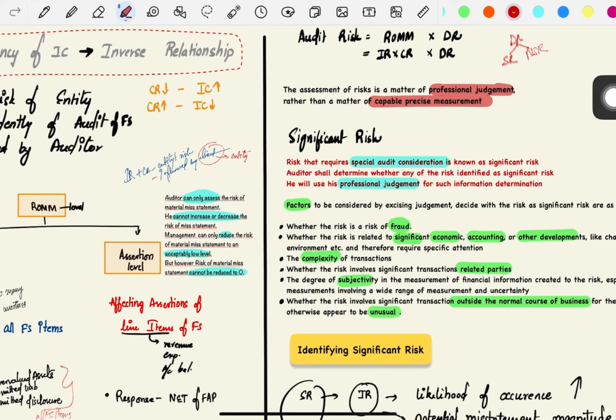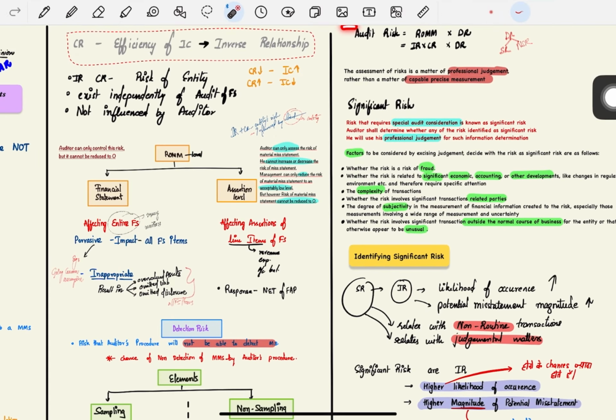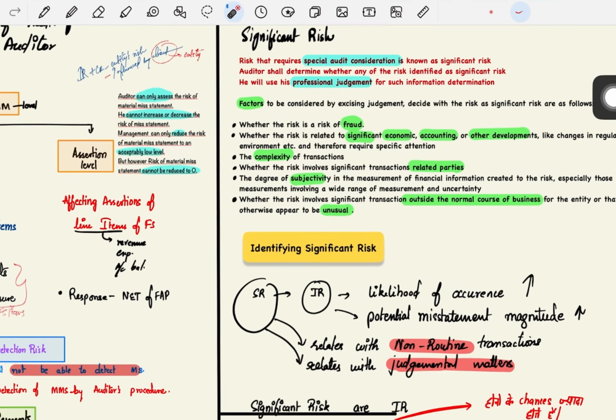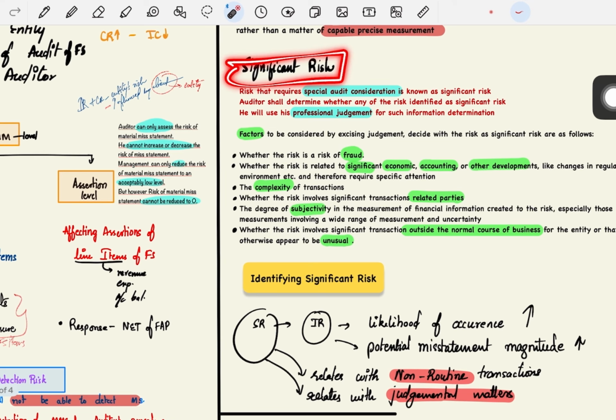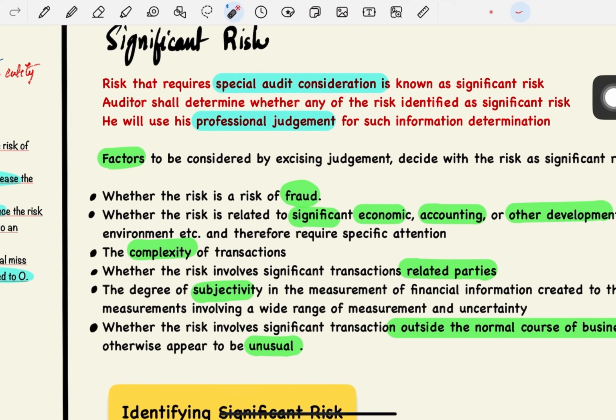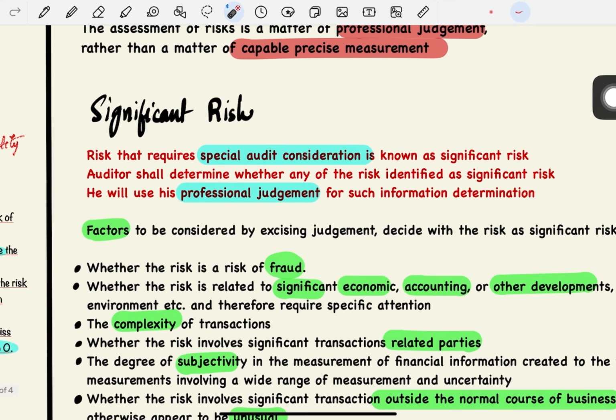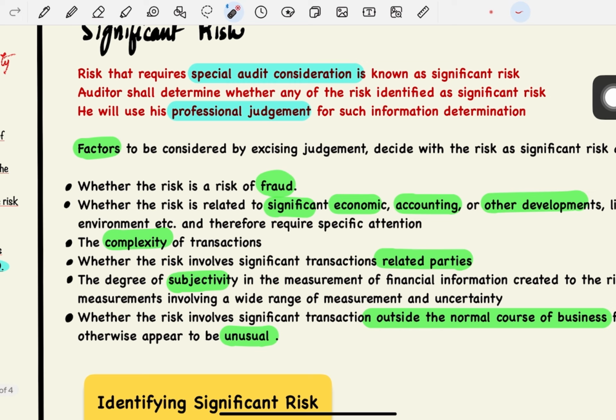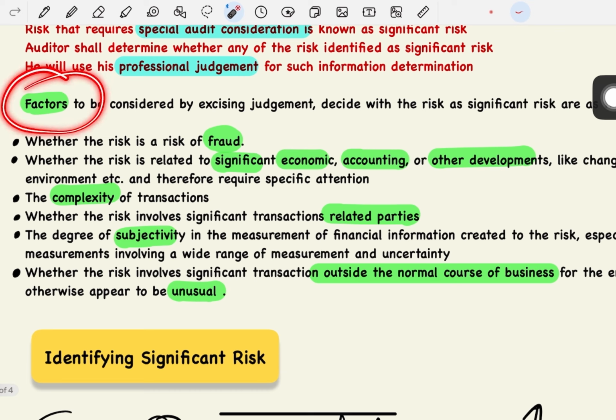Up until now we have completed the main components of audit risk, but now there is something left that is known as significant risk. Significant risks are nothing but the risks that require special audit consideration. Here, the auditor should determine whether any of the risks identified is a significant risk. After he has identified the risk, he will determine whether it is a significant risk or not. To determine this, he will use his professional judgment. So what are the factors that the auditor will consider?